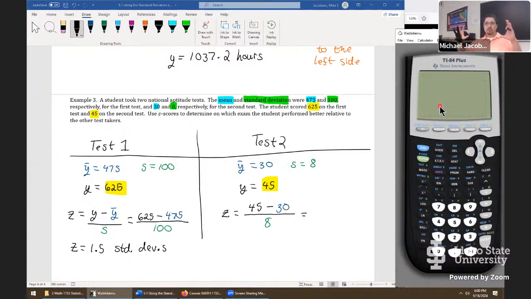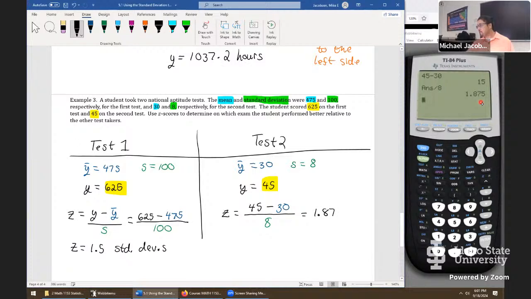I did it once with parentheses on the numerator, but here's another style that's just as fast. Some people like it better. Just do the numerator, 45 minus 30. Hit enter. Hit divide by 8. And 1.875 standard deviations. Absolutely. The student looks like did much better on test 2. And it doesn't seem like by much, but that's 0.375 standard deviations, almost a half a standard deviation, in other words. That is substantial. I would say the student did substantially better on test 2.